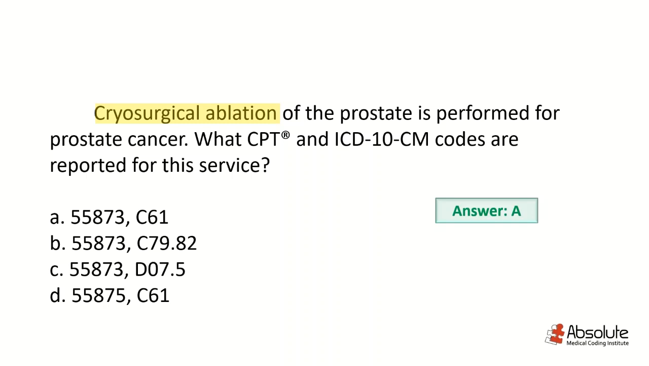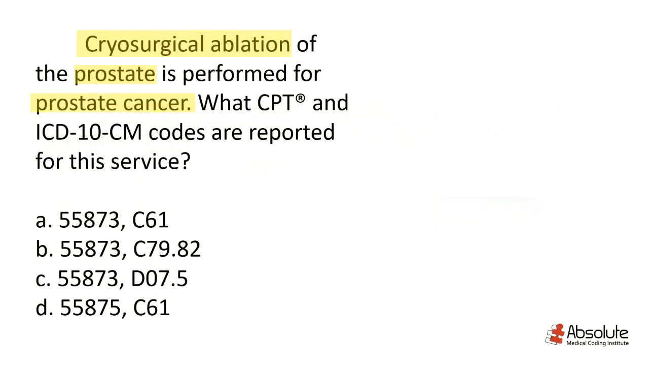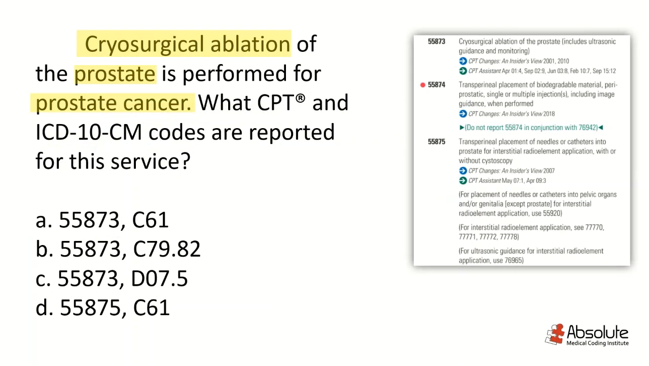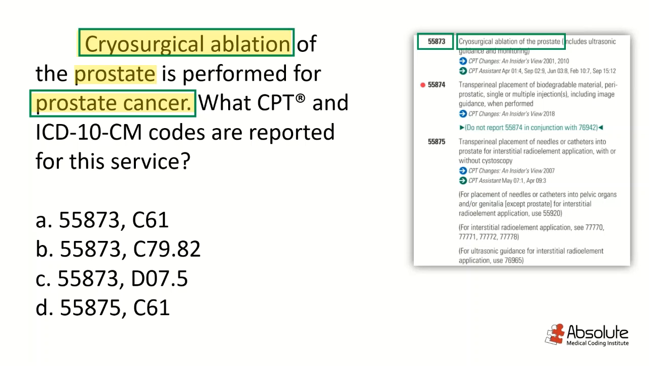Okay. So your answer is A. We have cryosurgical ablation of the prostate performed for prostate cancer. All right. So for code 55873, this is cryosurgical ablation of the prostate. And this is for prostate cancer. So already you see I knocked this one out of there. This is correct, but remember we talked about earlier, this patient has prostate cancer. So we can go ahead and get rid of this ICD-10 code starting with a D because this person has a diagnosis of cancer.